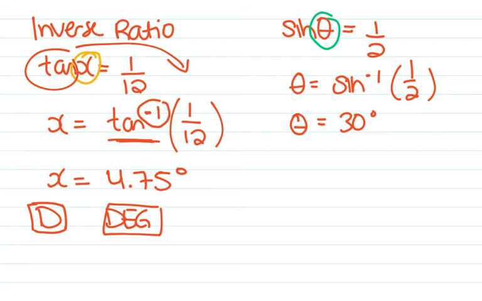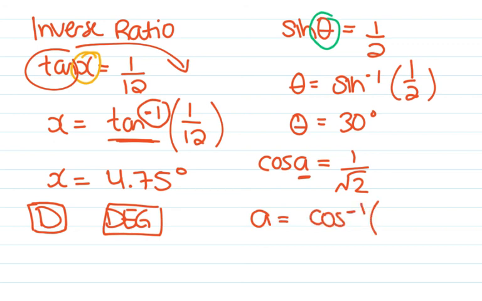And then next to that, we have cos A equals 1 over the square root of 2. Again, we want to find that missing angle, so we need to do the inverse ratio. So we'll do A equals cos inverse, bracket 1 divided by the square root of 2. On your calculator, you'll hit shift, then cos, bracket 1 divided by the square root of 2 bracket, equals, and you should get 45 degrees for an answer for that one. So that's how you find the missing angle.